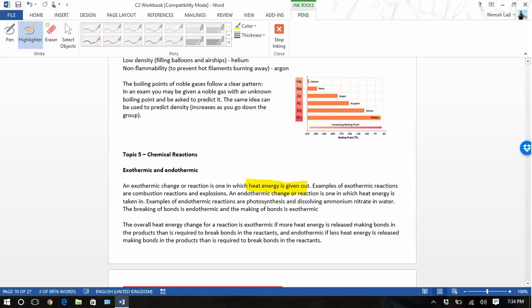The overall heat energy change for a reaction is exothermic if more heat energy is released making bonds than is taken in breaking bonds. So if more is released when making than breaking, that's exothermic. If more is required in breaking than making, it's endothermic. So make sure you get those two the right way around.